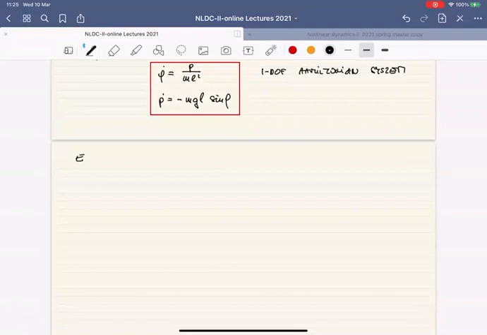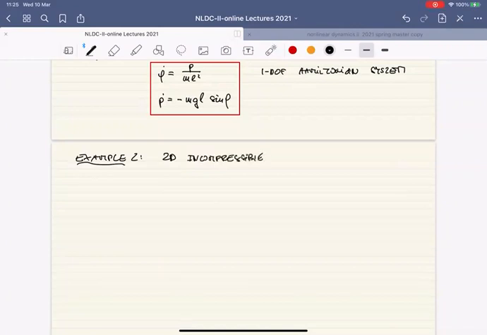So this will be example 2, from a different area, not classical mechanics. This will be fluid mechanics, and let's look at 2D incompressible fluids. Certainly if you're a mechanical engineer with a master's degree, you cannot escape having seen 2D incompressible fluids, but perhaps from a different perspective.